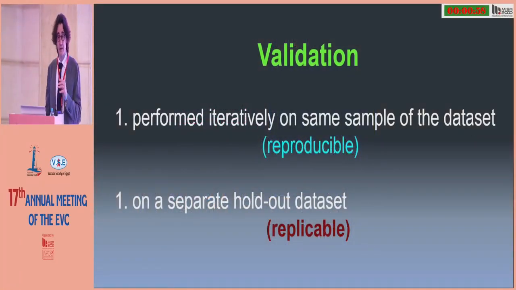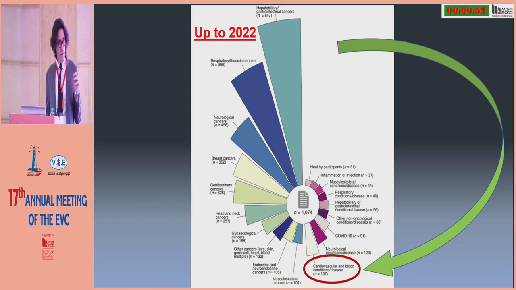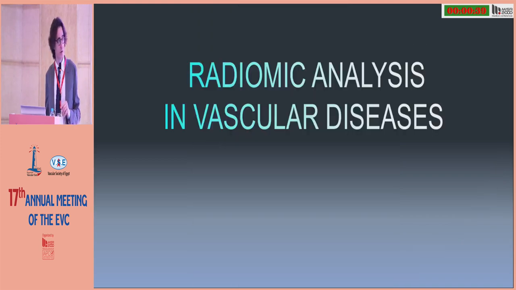Then you need to validate your radiomic model, and it has to be reproducible and replicable. This is a histogram of the papers that have been published about radiomics up to 2022. And at the bottom, you can see the papers published in cardiovascular disease, only 167, while there is a lot of publications about hepatobiliary and gastrointestinal surgery.